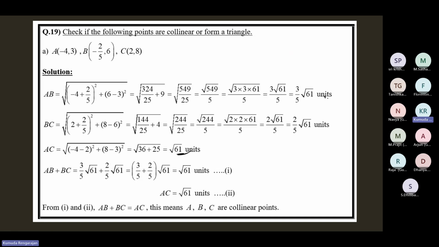So we see that AB plus BC, when you take out root 61 common, you will get 3 by 5 plus 2 by 5 in the bracket, which is 5 by 5, 1. So root 61. And AC is also root 61. So clearly AB plus BC is equal to AC. The sum of two segments is equal to the third one. That means the 3 points are collinear.